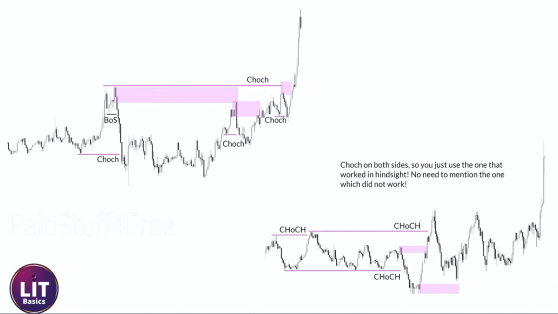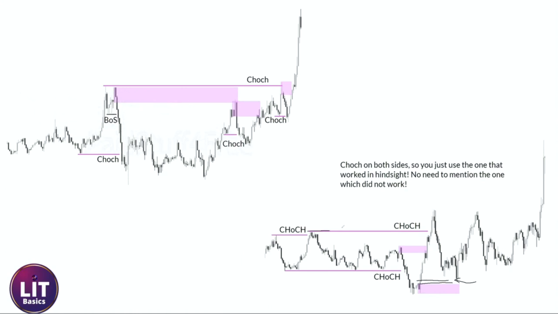They don't mention the times where it doesn't work. They just mention, this is a hedge. I've hedged the market. The market's trapped. Whatever. This is the point where, and look, even here in this example, it doesn't even tag them in. It just fills the imbalance.